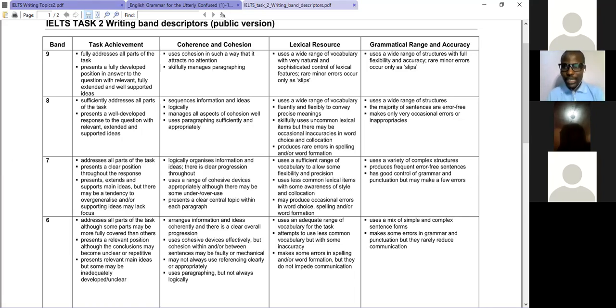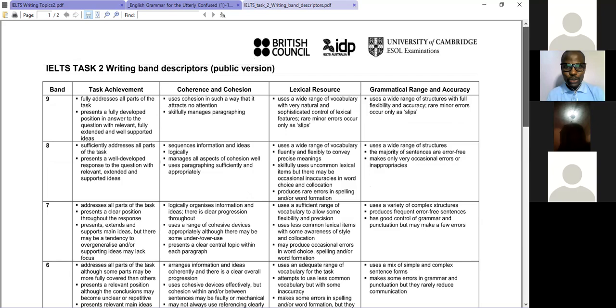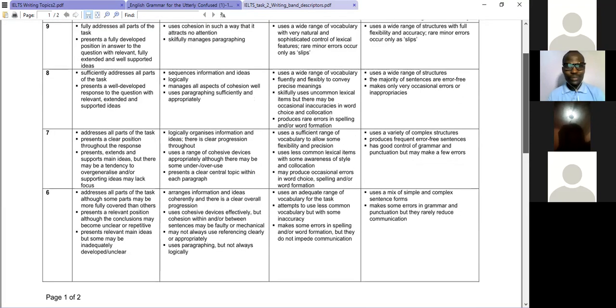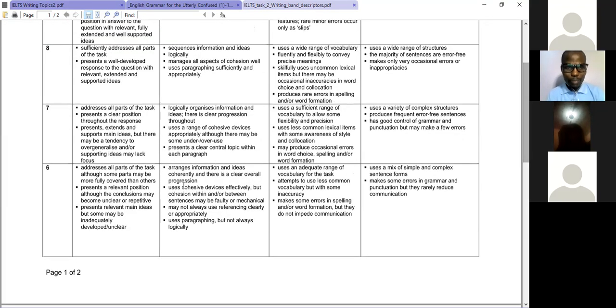Okay, so let's still read through. You find out that all about your coherence and cohesion is your cohesive device. So you see under band 8, uses cohesive devices effectively, but cohesion within and or between sentences may be faulty or mechanical. That is why you must try as much as possible to study your cohesive devices very well, that you know how to use them very well. So let's move on. I'm not teaching you typical English language. I'm teaching you what will help you to ace your IELTS.